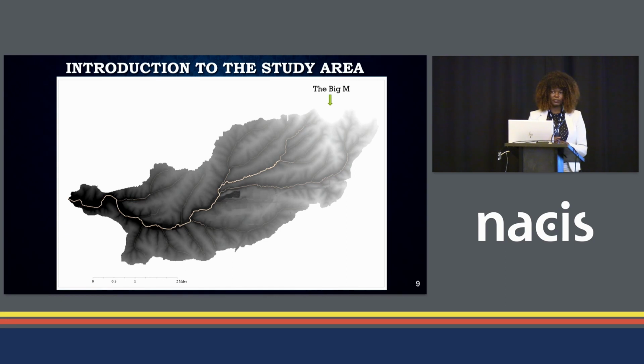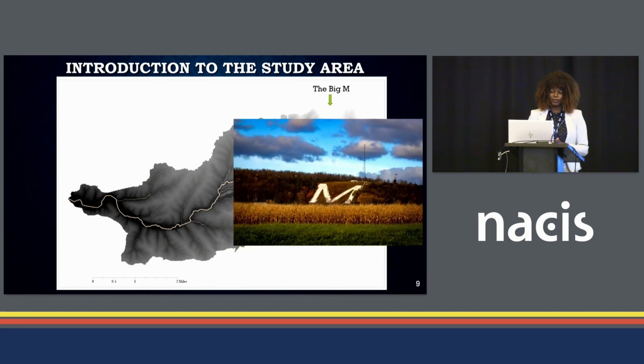Shown here is a digital elevation model of the subwatershed. As we can see here, in the belly is a very low area, a depression. This is an open mining location. I should mention that this area is also part of the historical lead and zinc mining district. At the top here, we have the Platte Mound, which we call the Big M, because of the iconic letter M that is inscribed on the hillside. This is a symbol of the mining history of the region. As we can see on the photo, this area is primarily agricultural.